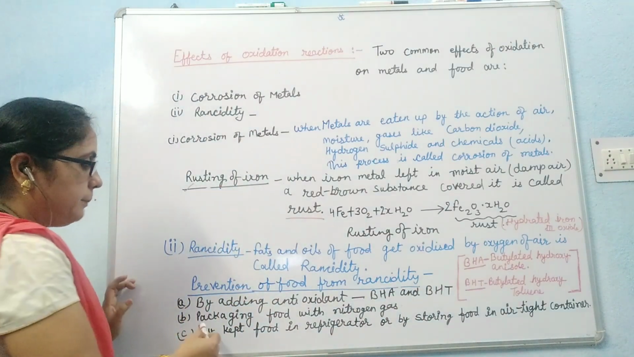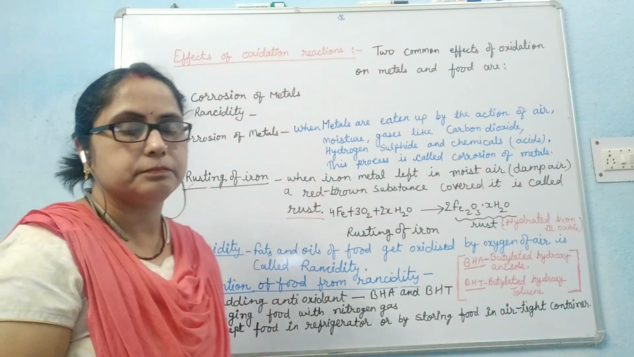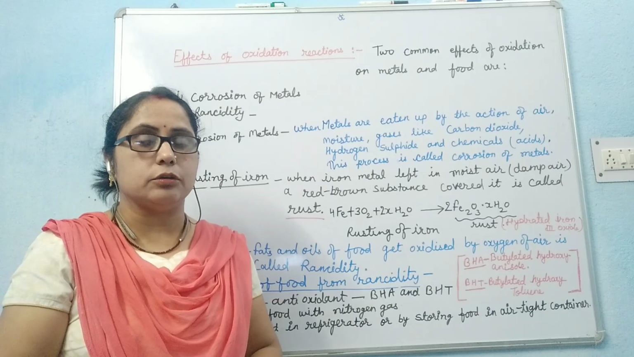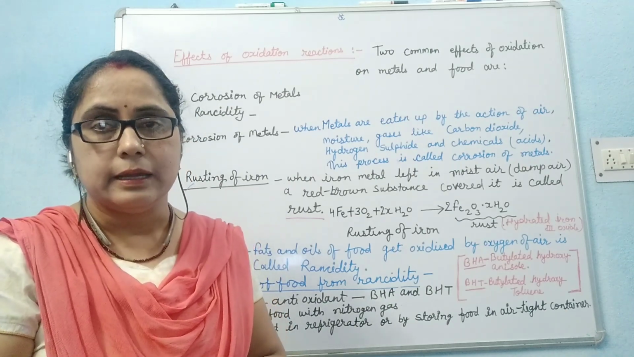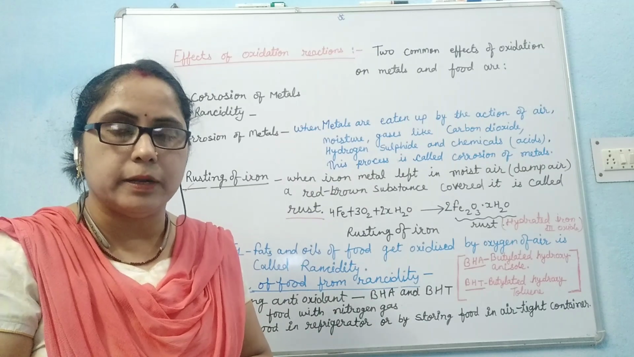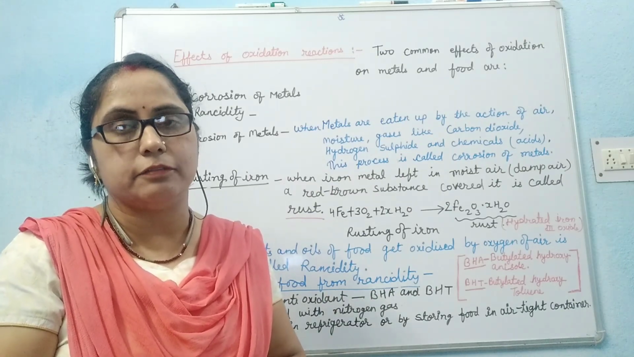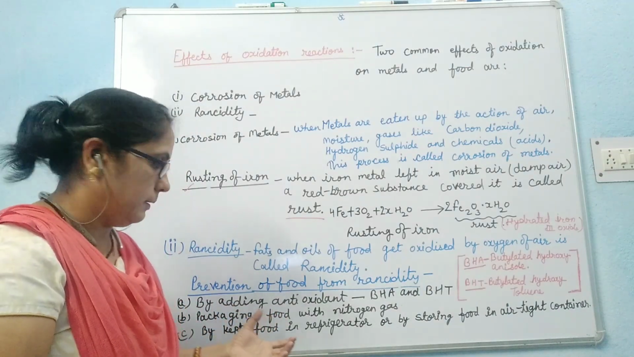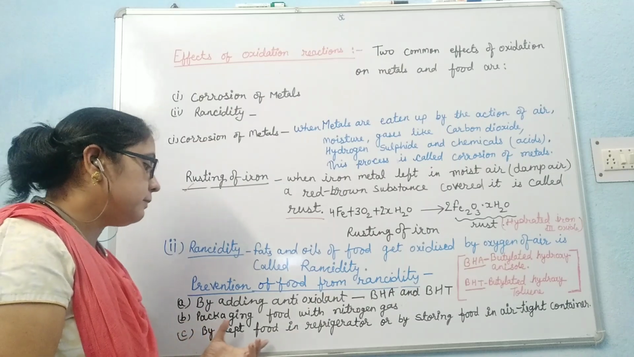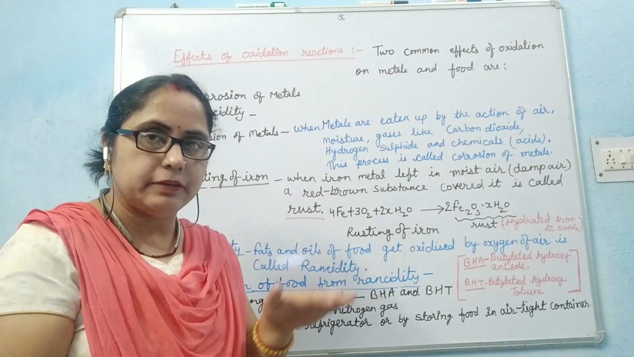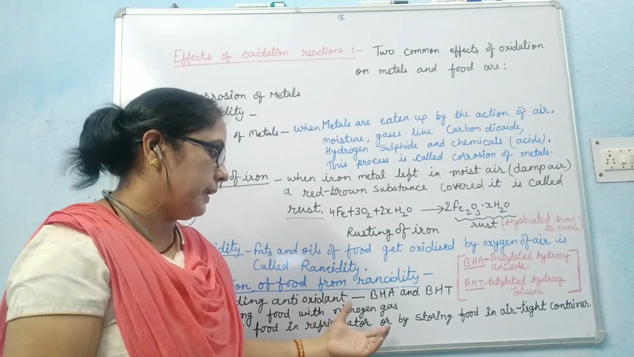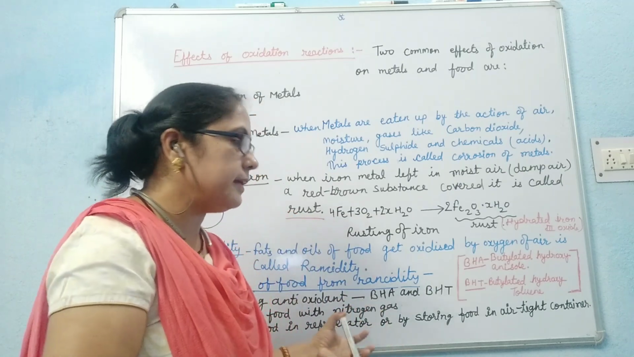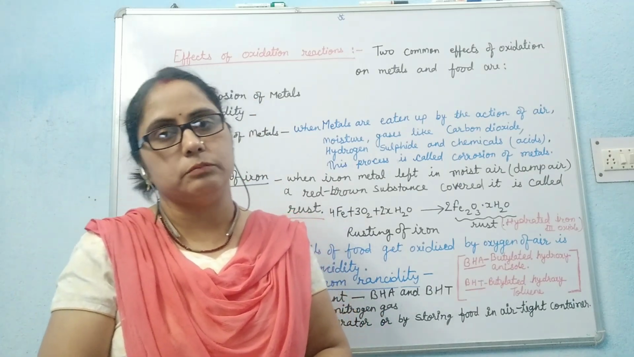Second way is by packaging the food with nitrogen gas. As we know, nitrogen gas is very unreactive. So when nitrogen gas is filled inside chips packets, it prevents the oxidation of fats and oils present in the food. By this way, we can also prevent rancidity. Third way, by keeping the food material in the refrigerator at a very low temperature, as well as by storing the food material in airtight containers. So these are the ways by which we can prevent food from rancidity.